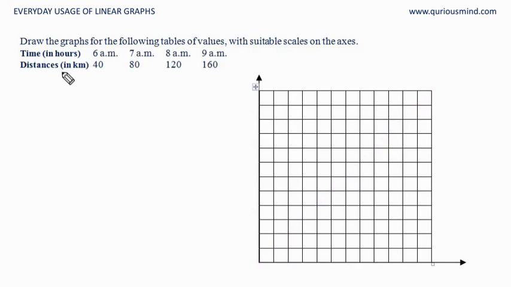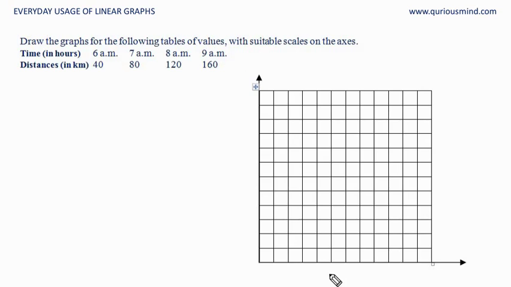So we want to draw a graph for time in hours and distance traveled. At 6 a.m. I have reached 40 kilometers. At 7 a.m., 80. At 8 a.m., 120. At 9 a.m., 160. So here it seems that time is the control variable because time is going to increase, it's not depending on anything. The distance I travel is dependent on the time because as time passes, the distance is increasing.